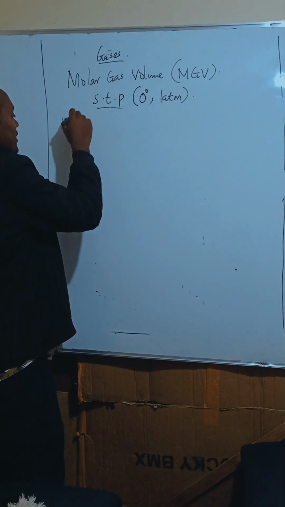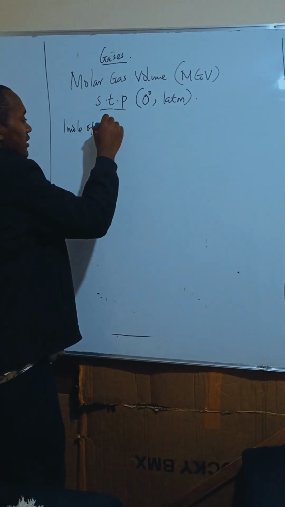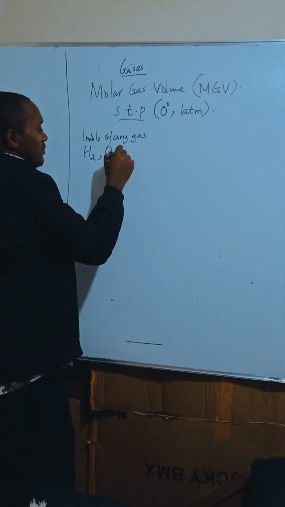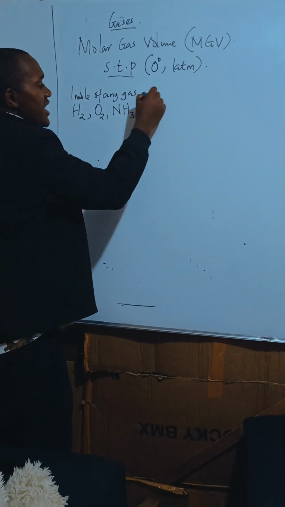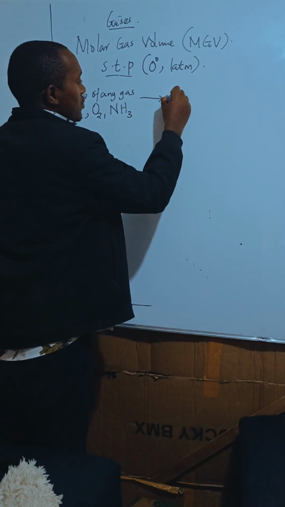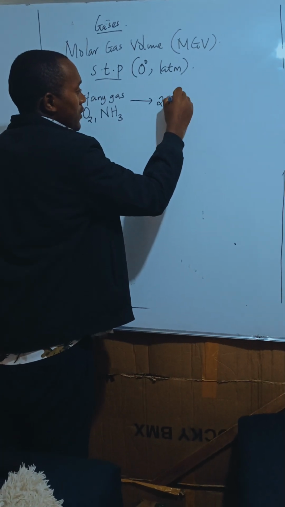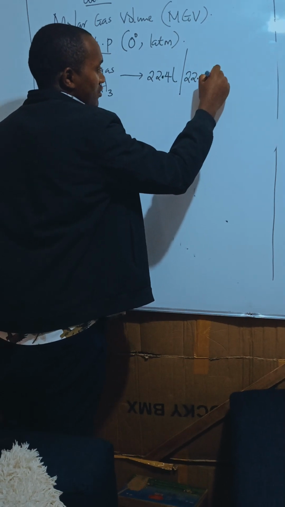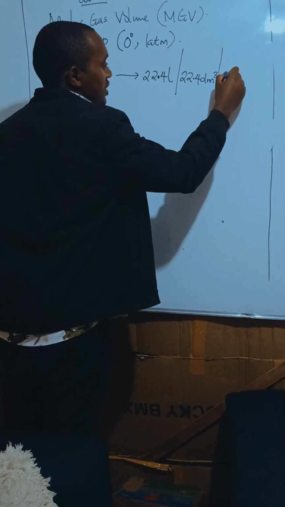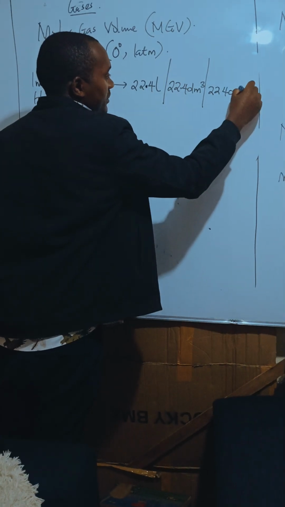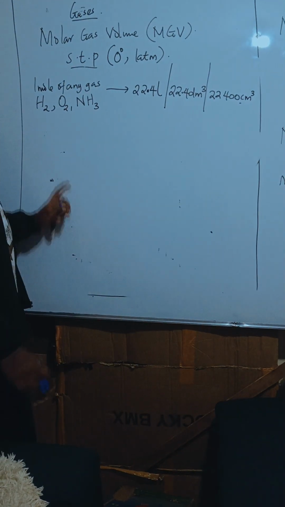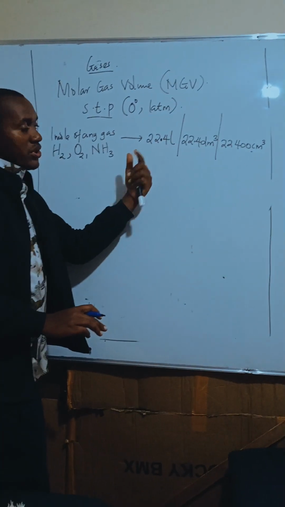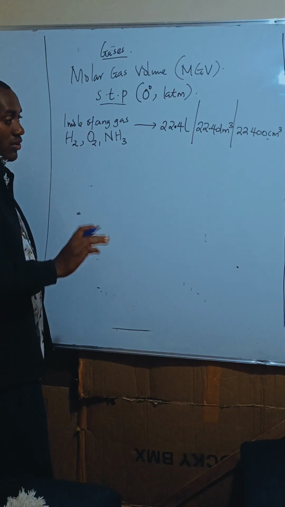So 1 mole of any gas, let it be hydrogen, let it be oxygen, let it be ammonia, 1 mole of any gas occupies 22.4 liters, which is the same as 22.4 dm cubic, which is the same as 22,400 centimeter cubic or ml. So 1 mole of any gas at STP occupies this volume, 22.4 liters.